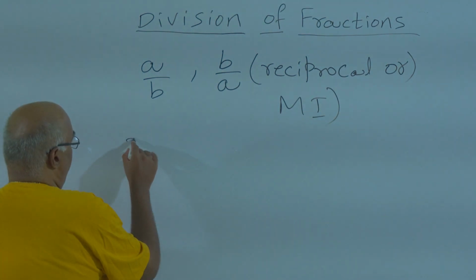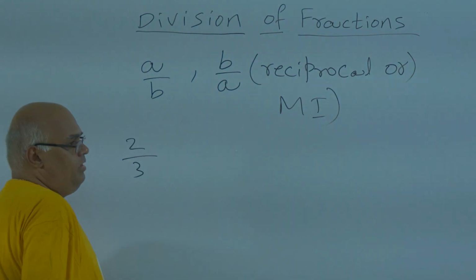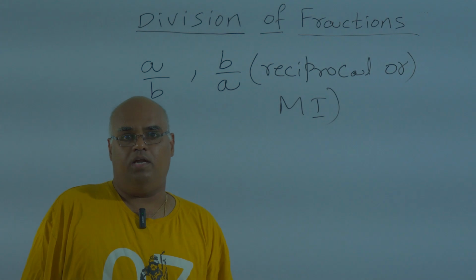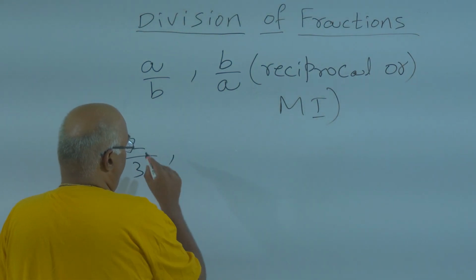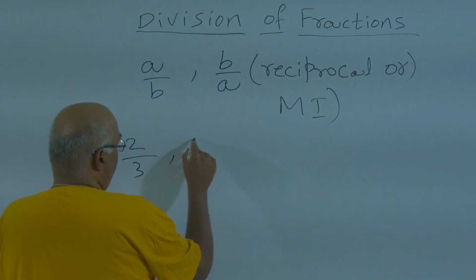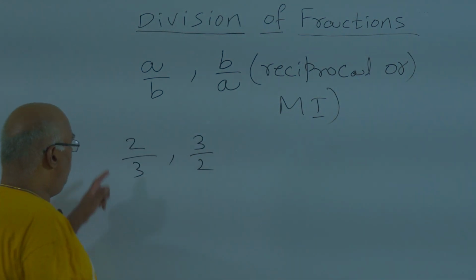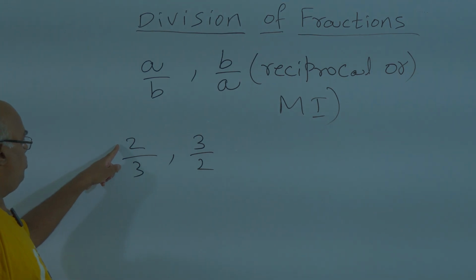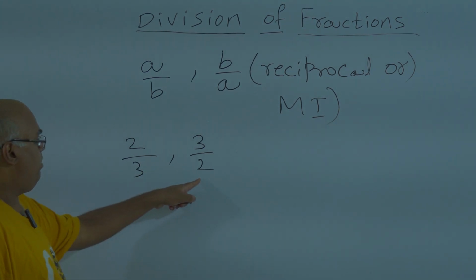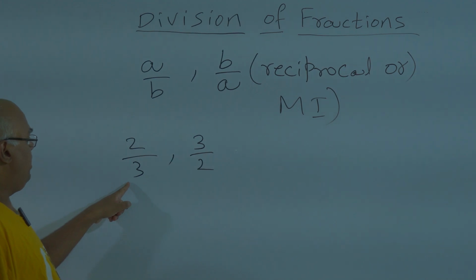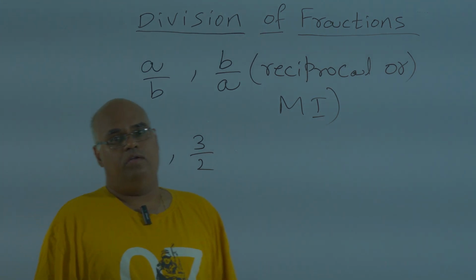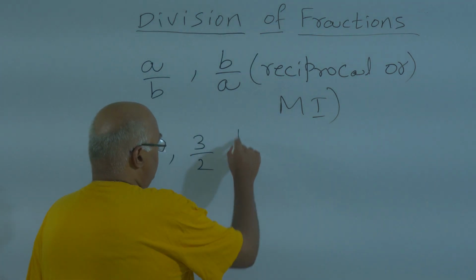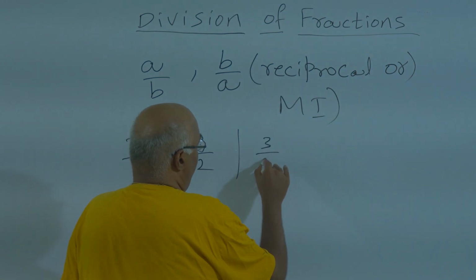Say for example, I have a fraction 2 by 3. I want to find the reciprocal or the multiplicative inverse of 2 by 3. So the reciprocal or multiplicative inverse of 2 by 3 is nothing but 3 by 2. So in the numerator of the given fraction I have 2. That will become the denominator of the required fraction, and the denominator of the given fraction you have 3. That denominator will become the numerator of the required reciprocal. So let us take another example. Say 3 by 5.